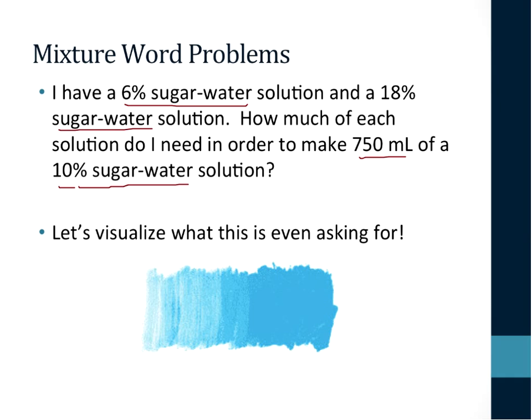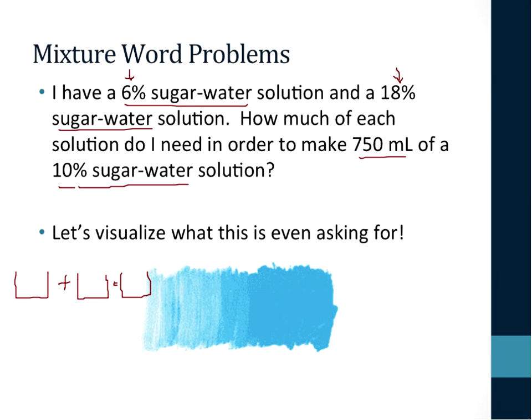Okay? And so first I want to kind of just visualize what this is even asking for. In my mind, I can see kind of two buckets. All right, I have something and another something, right? The 6% sugar water and the 18% sugar water. I'm going to pour those together to get this third solution, all right? But sometimes it's kind of weird because you think you're taking a 6% and 18% and getting 10.